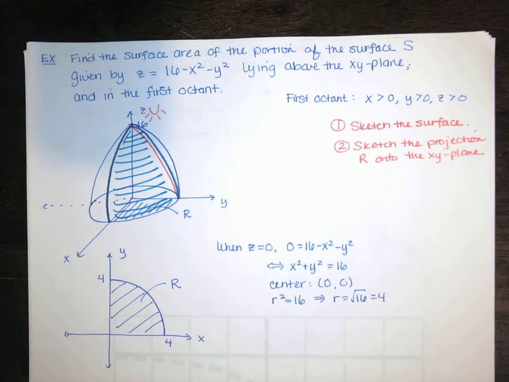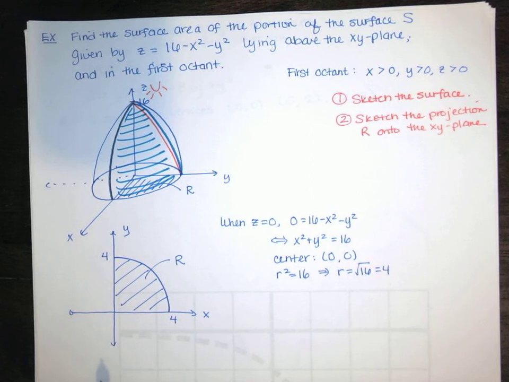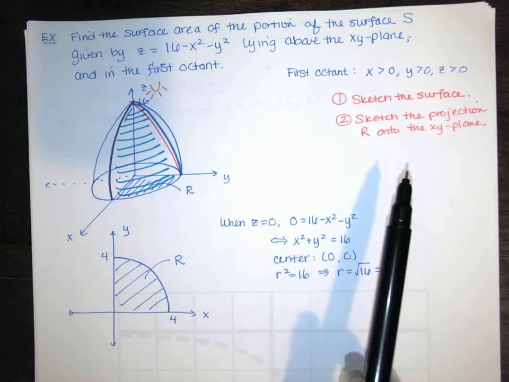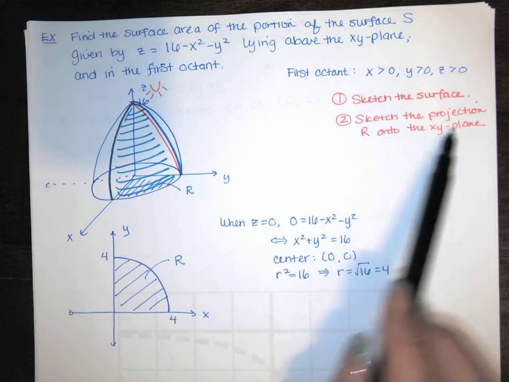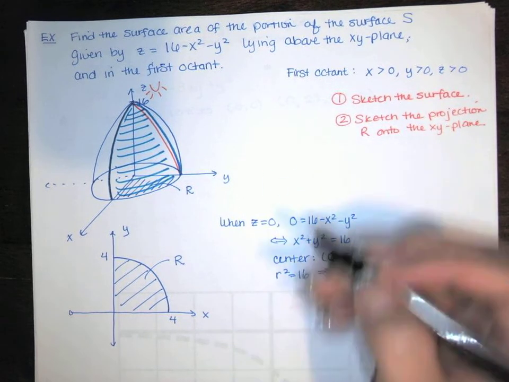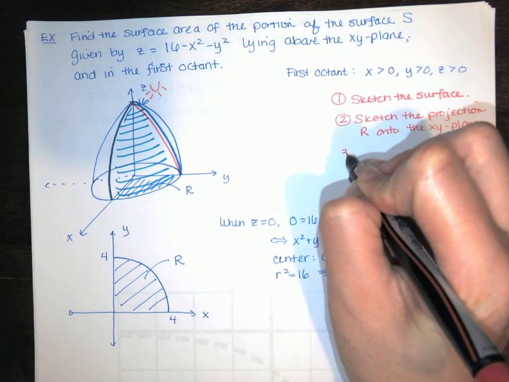Are you thinking what I'm thinking? I hope so. When you evaluate that surface area integral, would you rather be in rectangular coordinates or polar coordinates? I hope you said polar coordinates, because this is really easy to describe in polar coordinates. So yeah, that's where I'm going. We have sketched the projection R onto the xy plane, and the next thing we need to do is set up the surface area integral.